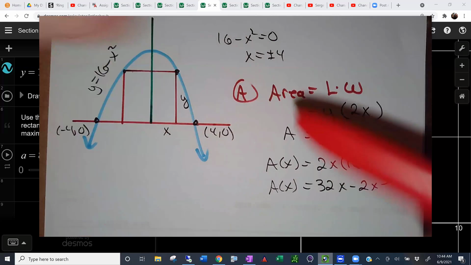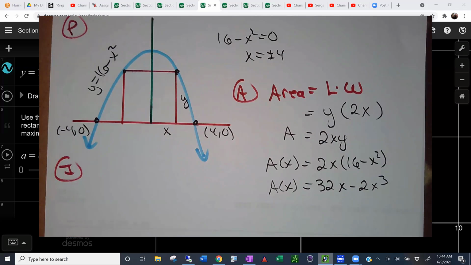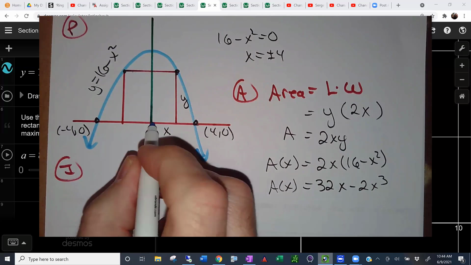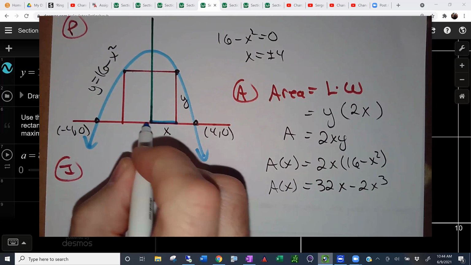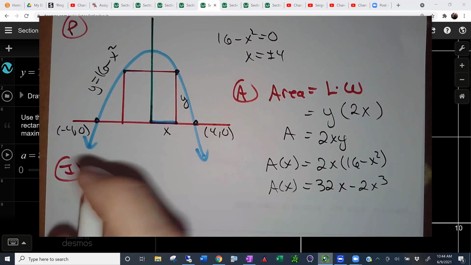Picture, function, interval. At least the interval in this one is going to make a lot more sense than maybe some of the other ones. What's the interval that we're going to work with? What's the most that x could be? What's the least that it could be? Or negative 4. Close. X is just this little distance here. So the least that could be, the narrowest it could be, would be 0.